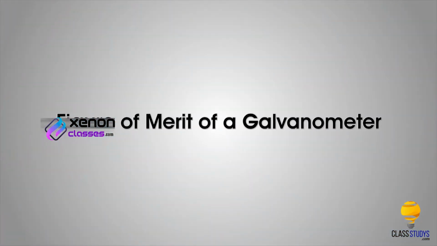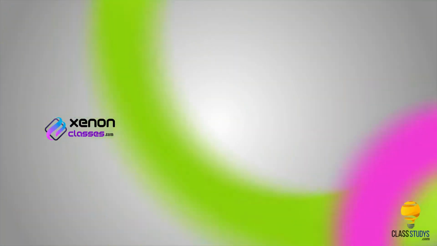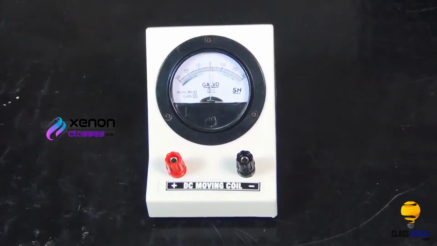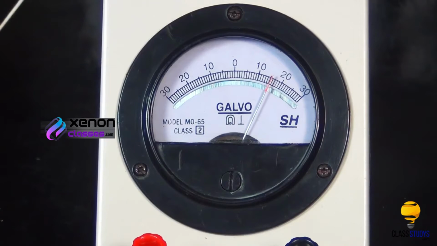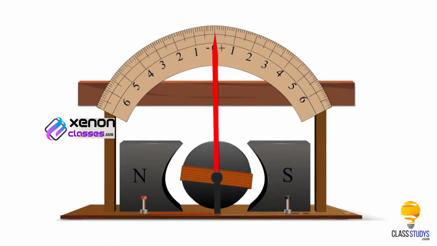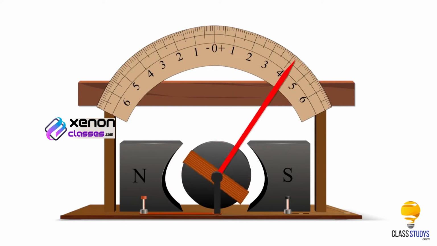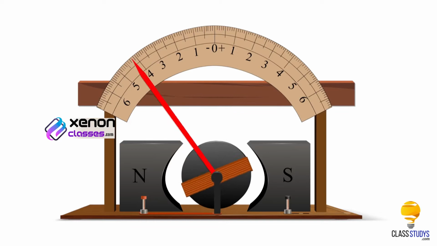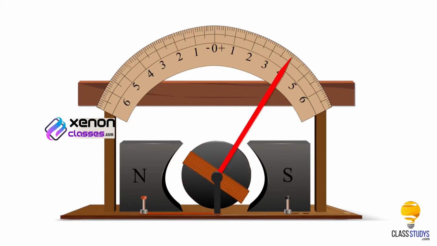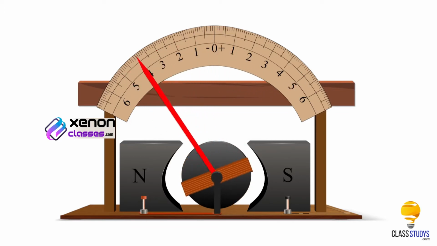Figure of merit of a galvanometer. The galvanometer is a device used to detect feeble electric currents in a circuit. It consists of a coil suspended between the poles of a powerful magnet. As current passes through the coil, it deflects. It can be detected from the deflection on the galvanometer needle.